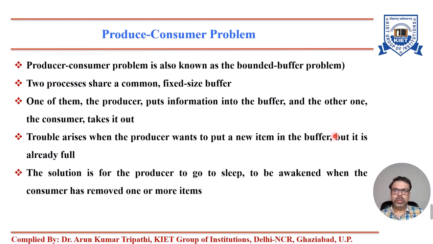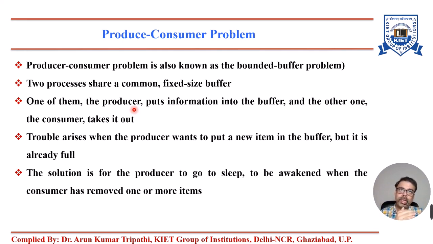The producer consumer problem is also known as the bounded buffer problem. The processes share a common fixed size buffer. The producer produces an item and puts it into the buffer, and the consumer consumes an item from that buffer. The buffer is of limited size.